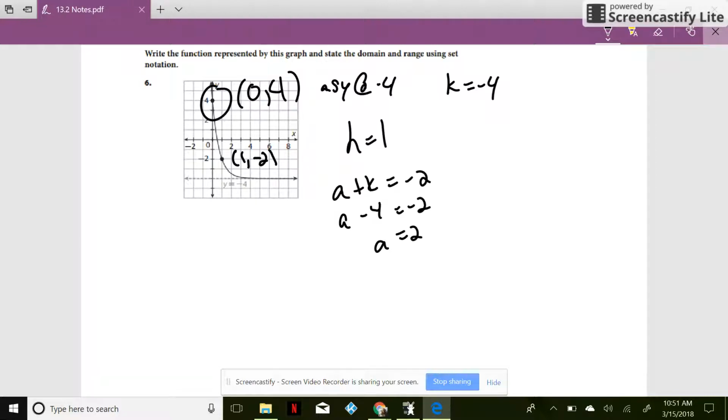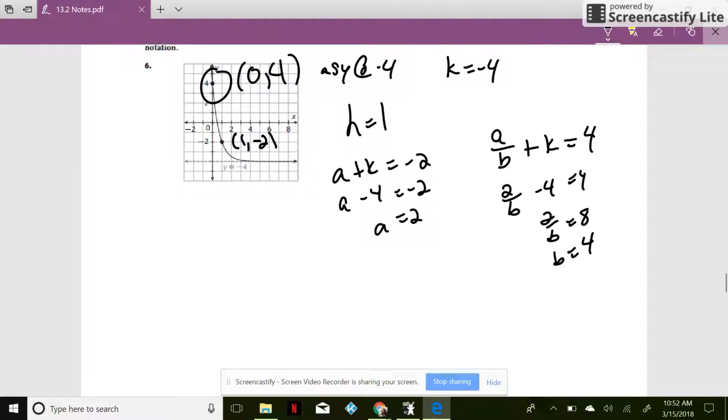Now we use that second reference point. This one's going to be a over b plus k is equal to that y value, which is 4. So we'll have 2 over b minus 4 equals 4, which means 2 over b equals 8. And then b will end up being 1/4. Sorry, b will be 4. So the fraction of the base will be 1/4.